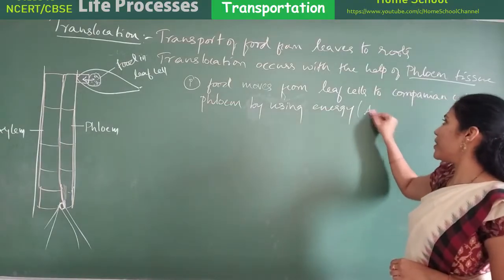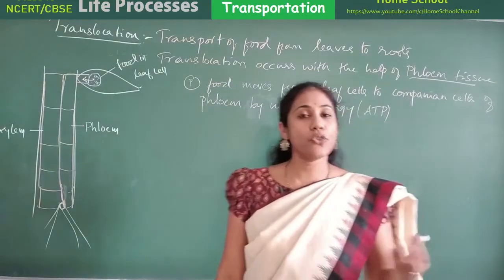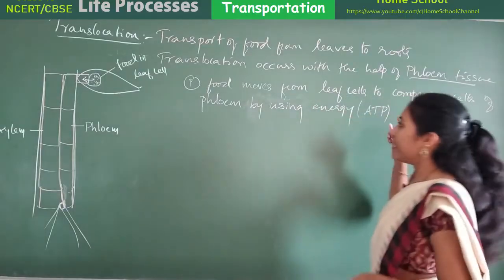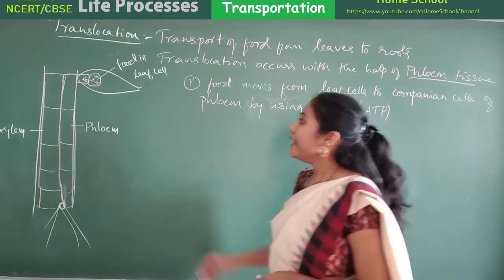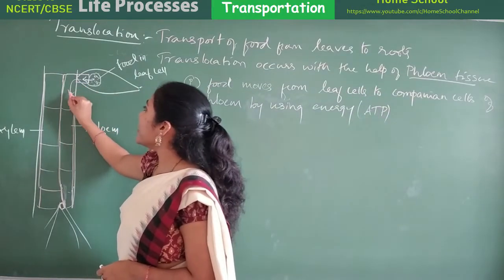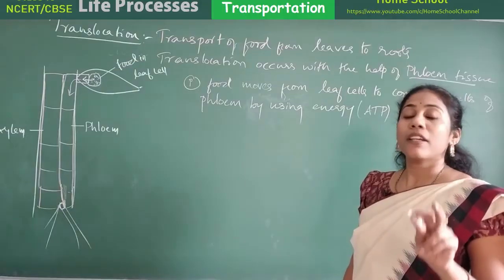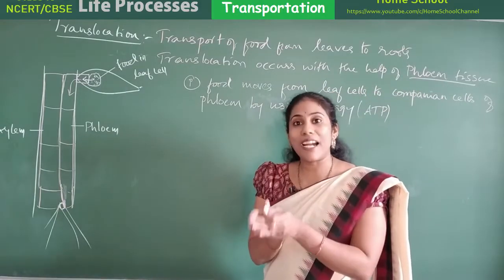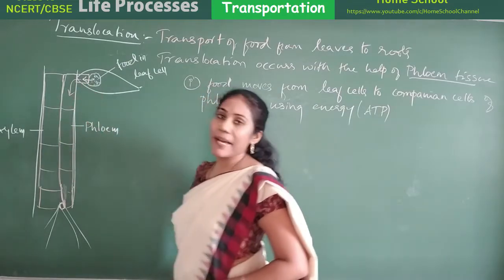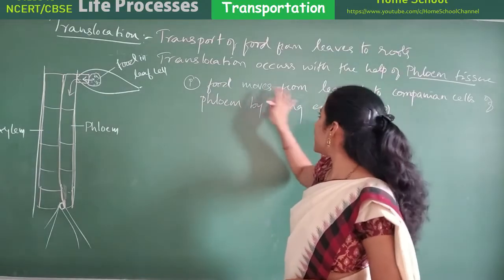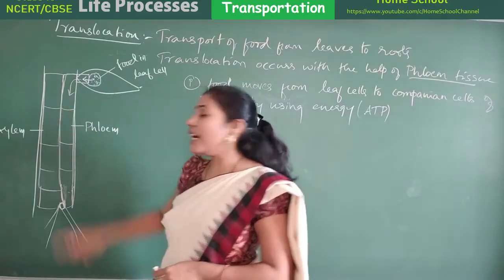Okay, by using energy. Here energy is stored in the form of ATPs, isn't it? Always energy is stored in the form of ATPs. So with the help of certain ATPs, the food is moving to companion cells of the phloem. And now from companion cells the food is actually moving into the sieve tubes of phloem. Remember, phloem contains two important parts. One is the sieve tubes, and the other one is companion cells. Initially the food moves from leaf cells to companion cells, and from companion cells it moves to the sieve tubes.